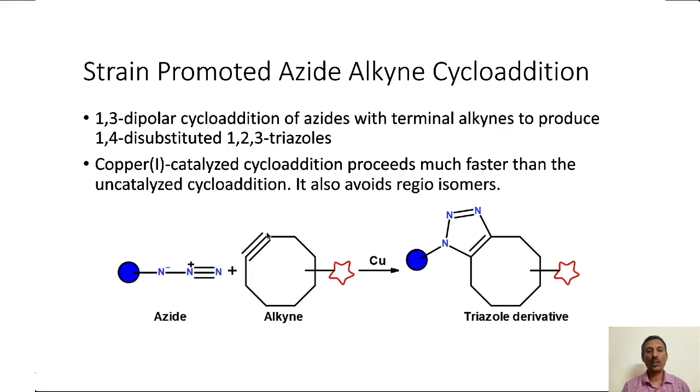Here we do not have a terminal one, we have a cyclic system, and when the reaction is carried out in the presence of copper 1 catalyst, this cycloaddition reaction proceeds extremely fast, and this avoids regioisomers. So, this is one of the major differences between using a copper catalyst and not. When we are not using a copper catalyst, we end up with regioisomers, whereas when we are using a copper catalyst, we do not end up with regioisomers.